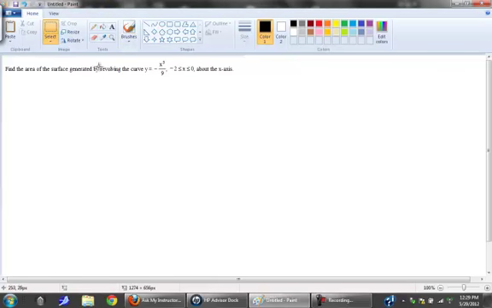Find the area of the surface generated by revolving the curve y equals negative x cubed over 9 between negative 2 and 0.